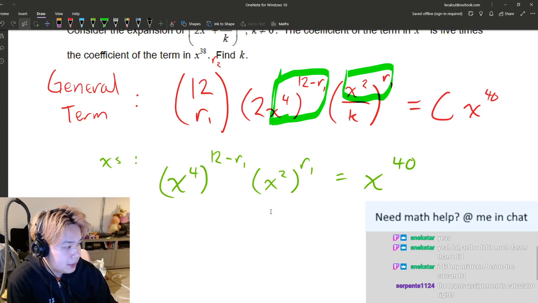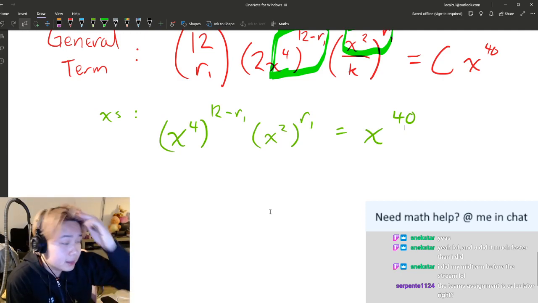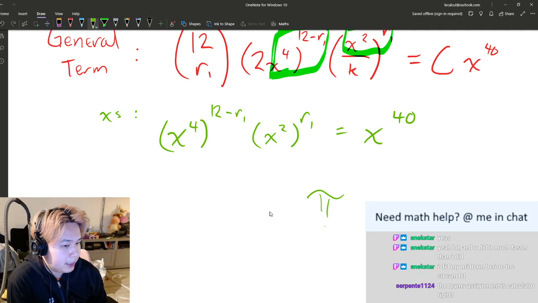The team's assignment is calculator, right? Some of them. If you check your answer key, if it's not in a decimal format and it's an exact value, like pi over 3, then this means that you should have used a special triangle. But if your answers were in a decimal, then that means it's calculator.